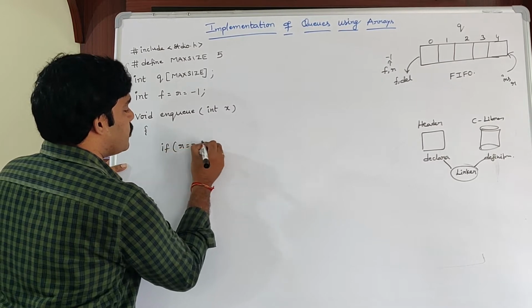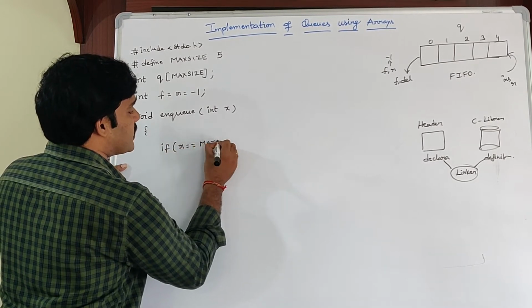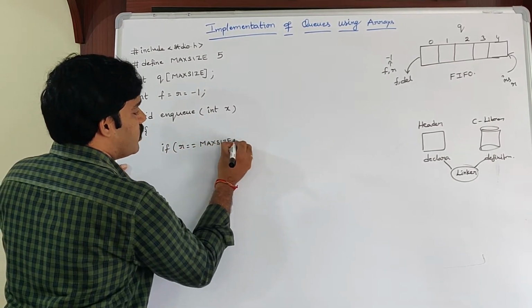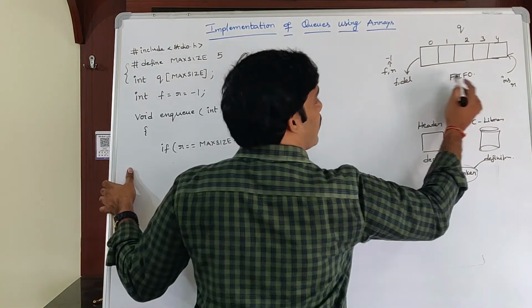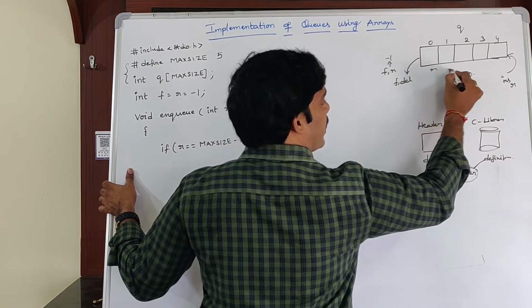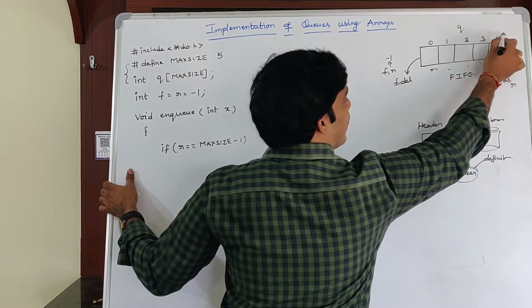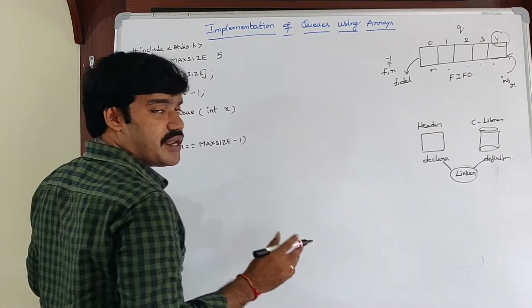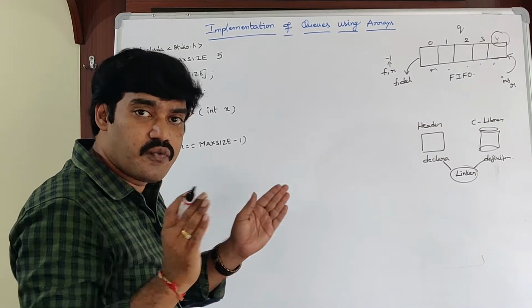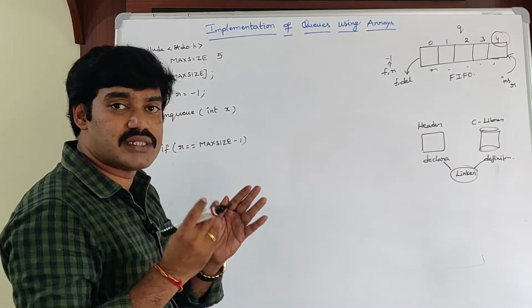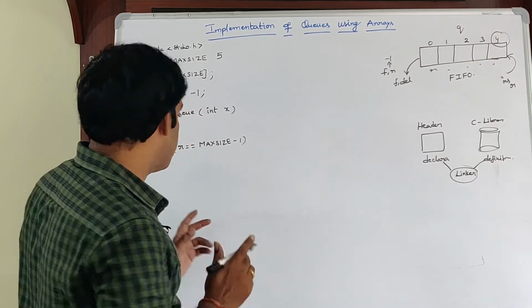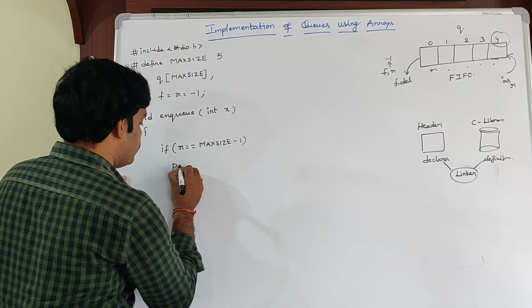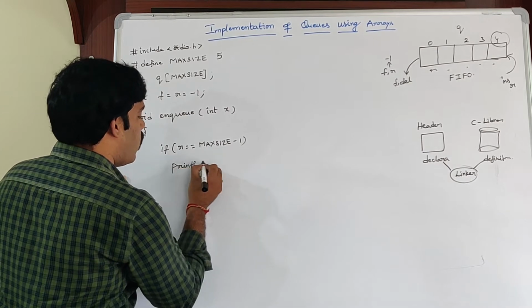If rear reaches MAX_SIZE - 1, insertions are from rear end by using rear pointer. When rear reaches MAX_SIZE - 1, that indicates our queue data structure is full. It is not possible to insert an element into the queue data structure once the queue is full. That means printf overflow.